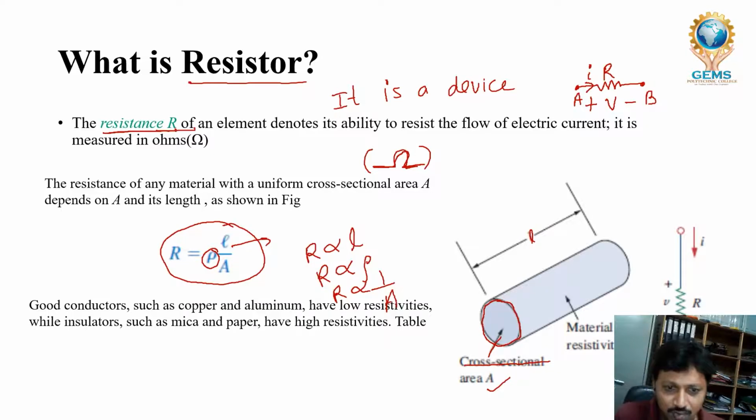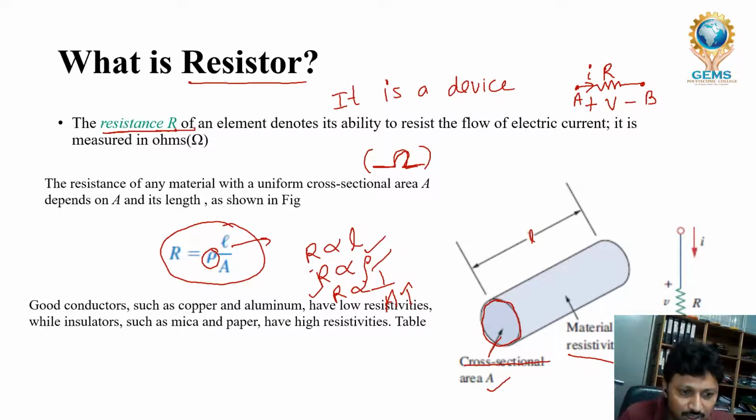See, if length increases, what happens? Your resistance will increase. If resistivity increases, your resistance will increase, right? If A is small, your resistance will increase, right? So here, this is the resistivity. Resistivity is just a property to resist the flow of current.